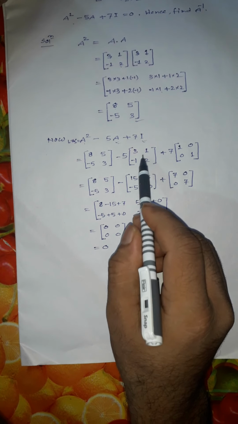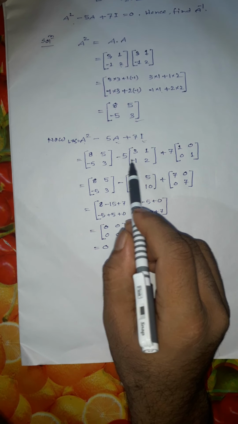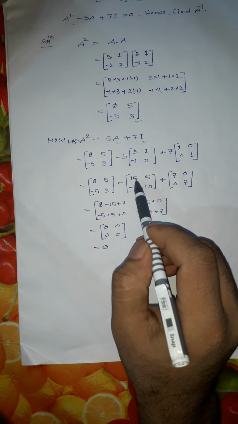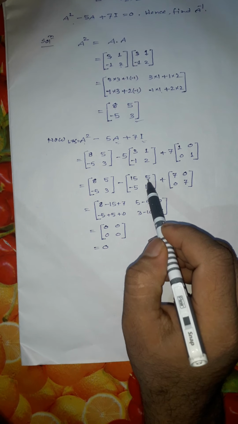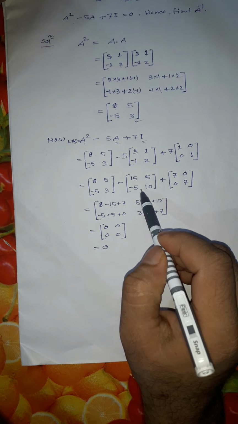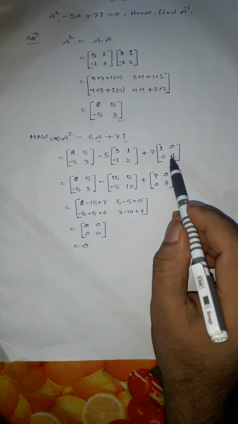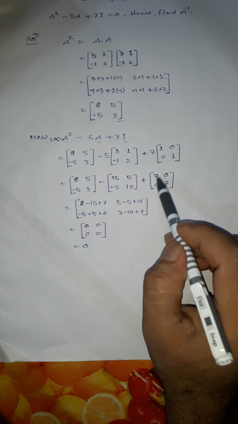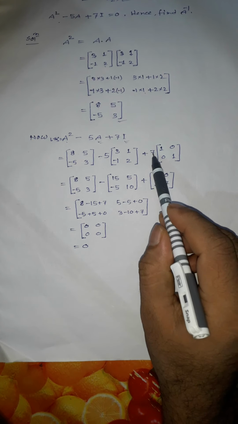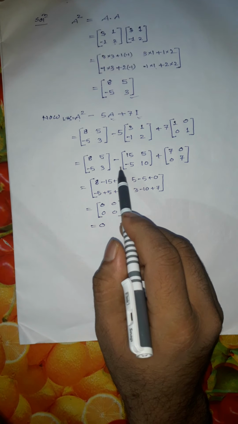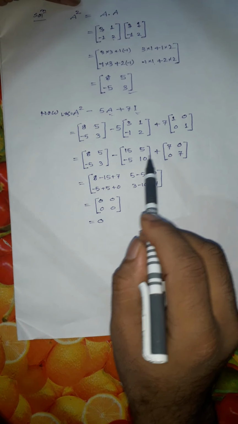Now this matrix you multiply by 5. That is, each element of the matrix you have to multiply by 5. 5 3s are 15, 5 into 1 is 5, 5 2s are 10, 5 into minus 1 is minus 5. Then this one you multiply by 7, 7 into 1 is 7, 7 into 0 is 0, 7 into 1 is 7. Now you simplify this, add and subtract.